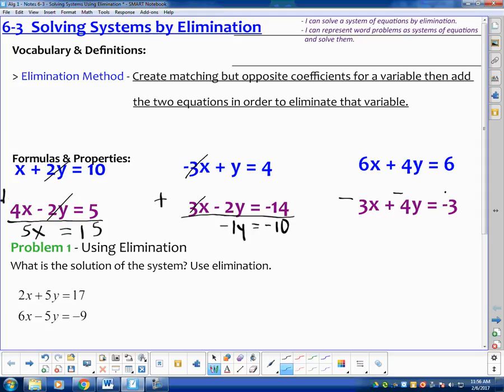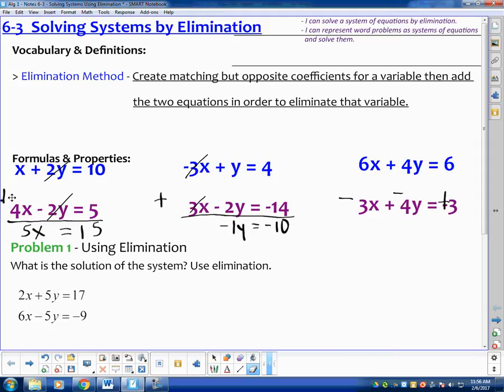Everything, and that becomes a positive 3. So what I'm doing is multiplying through by a -1 and switching all the signs. And that is one technique before using elimination, is to change all the signs by multiplying through by -1.